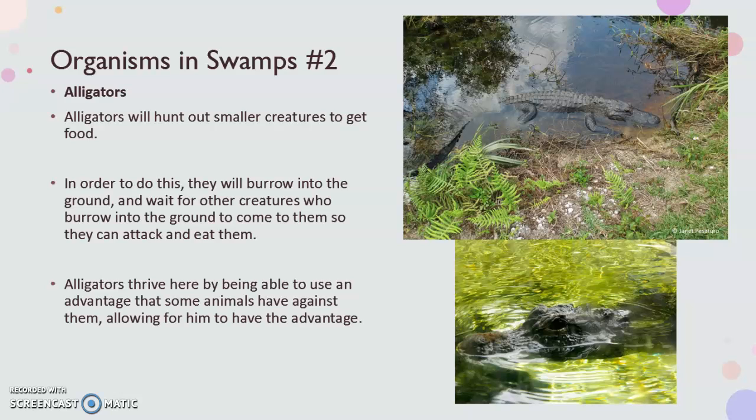So when other animals go underground, the alligator will pretty much be waiting for them, and then it'll attack them when they think that they're safe. All it needs to do when doing this is keep its nose above the ground, because the nose is how it breathes. It breathes through it. And because of this, since there are so many creatures that try and burrow underground and try and protect themselves, an alligator thrives because it's able to get so much food from that.